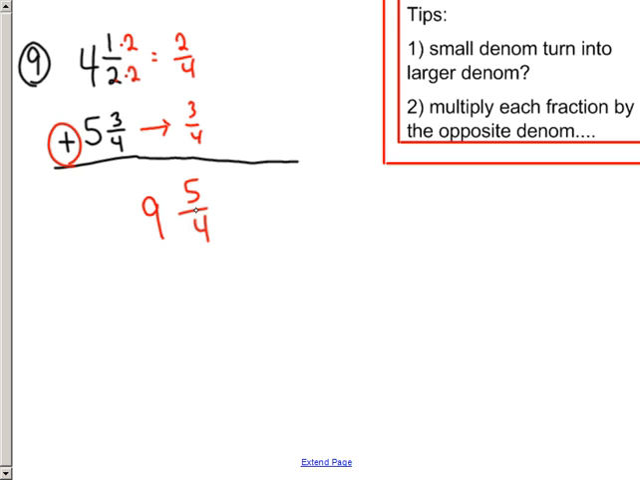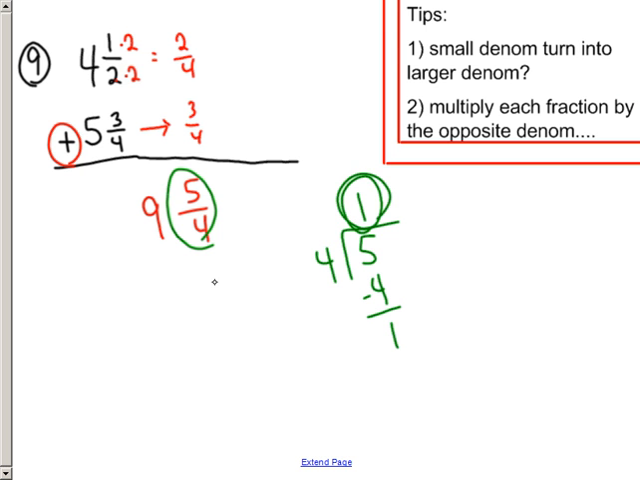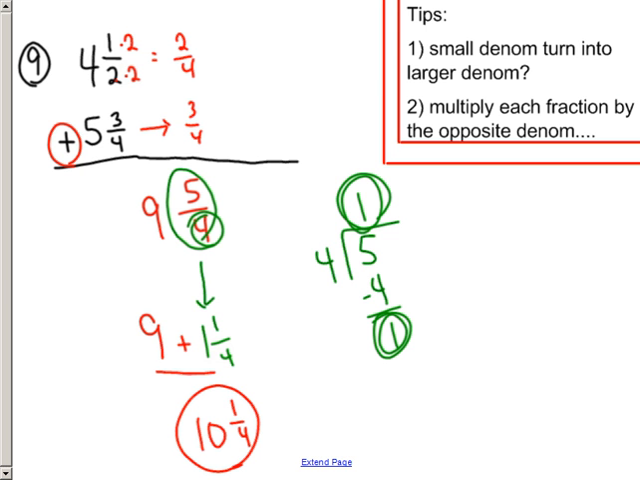Well, here's the issue. We're never allowed to end with an improper fraction. So let's set it up. It goes in once, and 1 is left over. So this is your whole number 1, this is your numerator 1, and we keep the same denominator of 4. But remember, this 9 is still sitting there. We've just turned this 5/4 into 1 1/4. So what do we do with the 9 and 1? We add them. So it's 10 1/4.